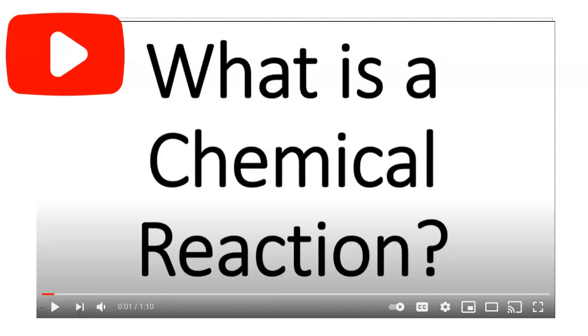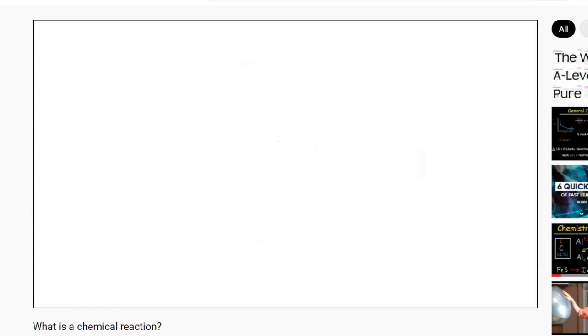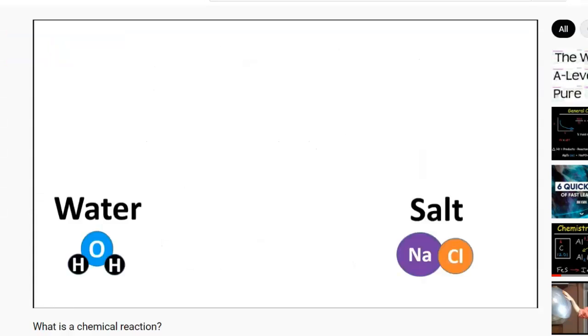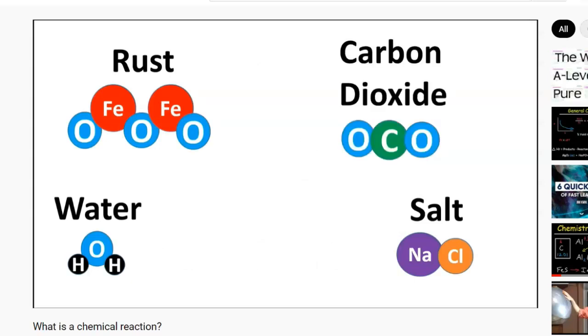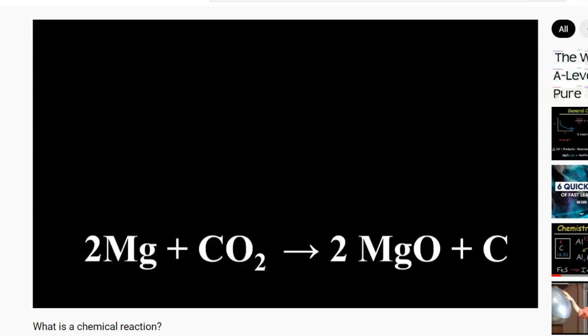Let's take a quick look at what a chemical reaction is. What is a chemical reaction? To start with, all matter, whether it be water, salt, rust, carbon dioxide, or oxygen, is made up of atoms held together in unique ways, and we call these chemicals. In a chemical reaction, these atoms are rearranged to form new and different chemicals.